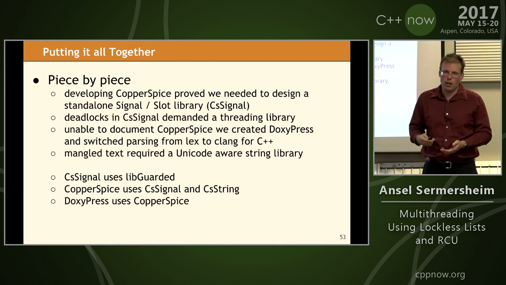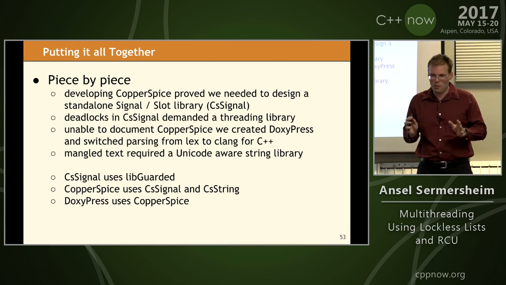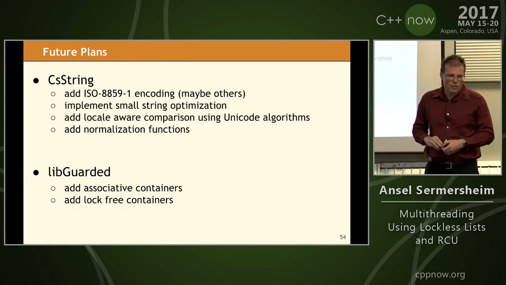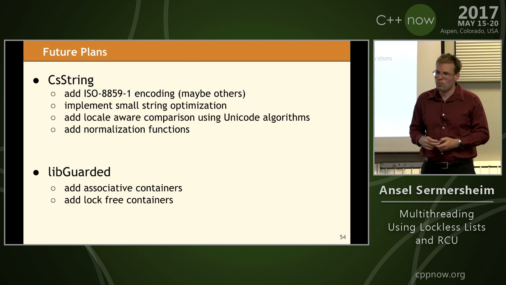These libraries all feed upon each other because CsSignal uses libGuarded, and CopperSpice uses CsSignal and CsString, and then DoxyPress uses CopperSpice as its GUI layer. However, this is the complete list of libraries. We're fairly sure that that's the complete set that's needed. We have some additional work to do in CsString, and we talked about this yesterday. We need to add some more encodings, implement a small string optimization, and add some locale-aware comparisons and normalization functions.